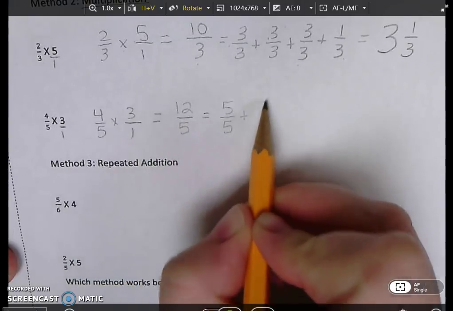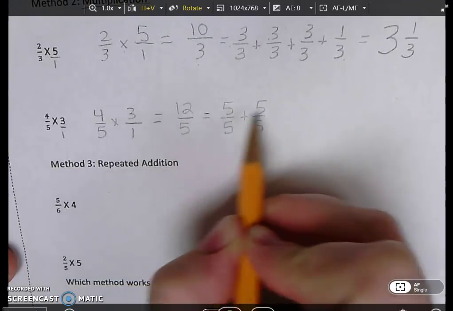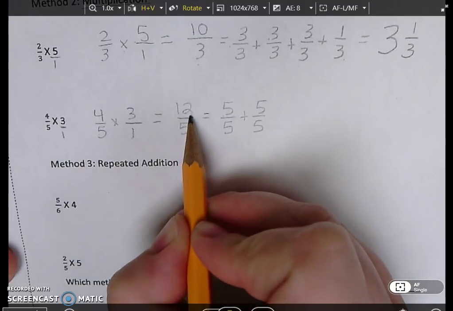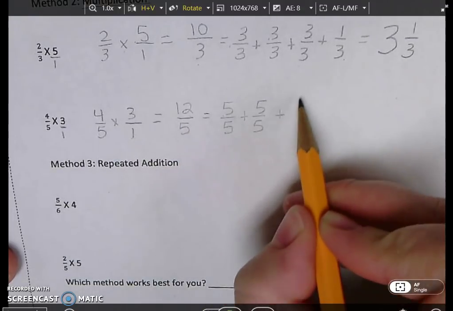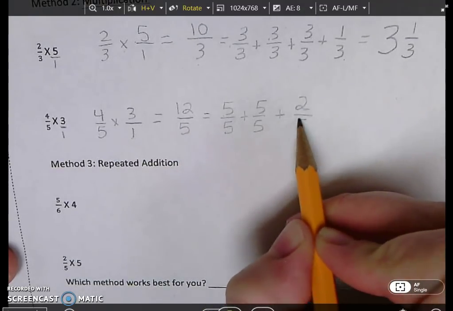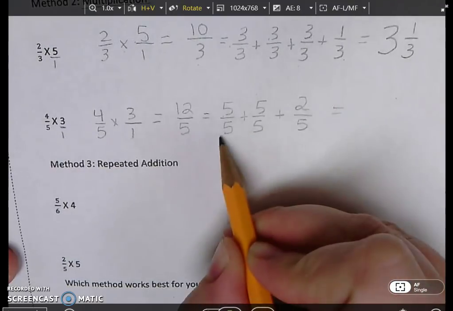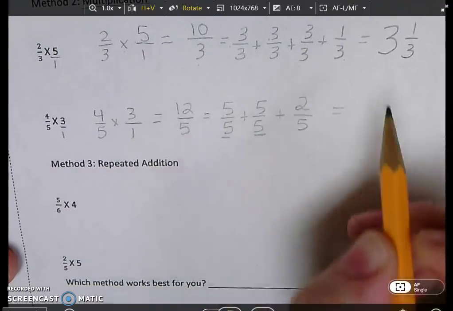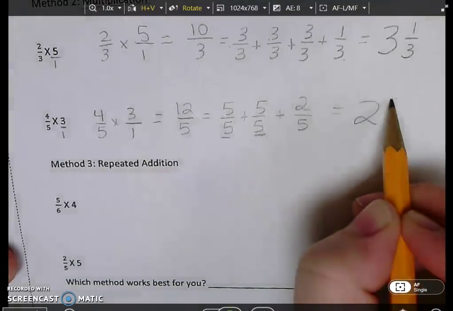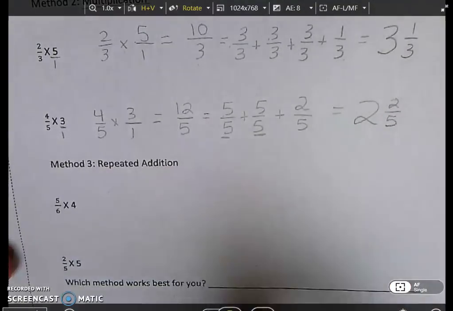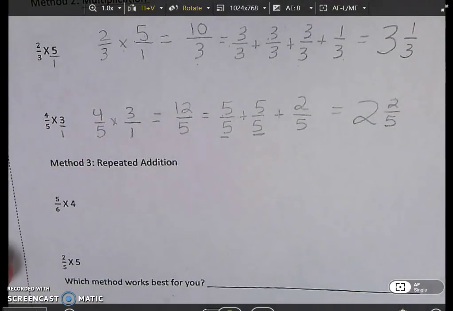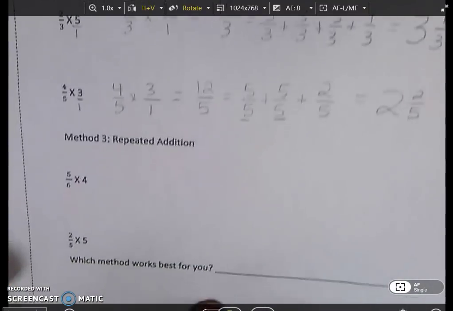5/5 plus 5/5, so that would be 10. And how many more do I need to get to 12? 10, 11, 12. I need 2 more. So that would be 1 whole, 2 wholes, and 2/5. So my answer would be 2 and 2/5.